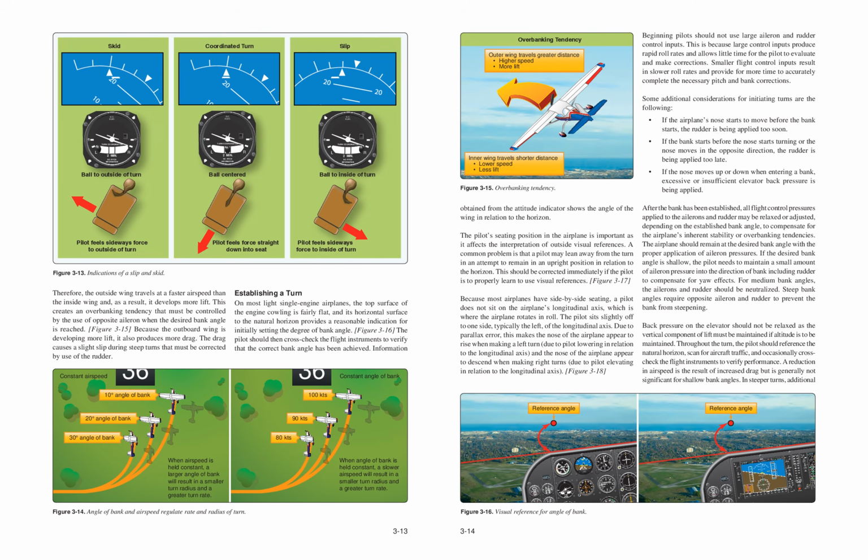Figure 3-17. Because most airplanes have side-by-side seating, a pilot does not sit on the airplane's longitudinal axis, which is where the airplane rotates and rolls. The pilot sits slightly off to one side, typically the left, of the longitudinal axis. Due to parallax error, this makes the nose of the airplane appear to rise when making a left turn, due to the pilot lowering in relation to the longitudinal axis, and the nose of the airplane appear to descend when making right turns, due to the pilot elevating in relation to the longitudinal axis.